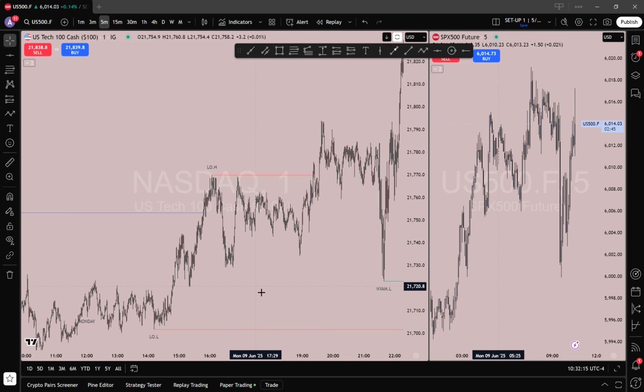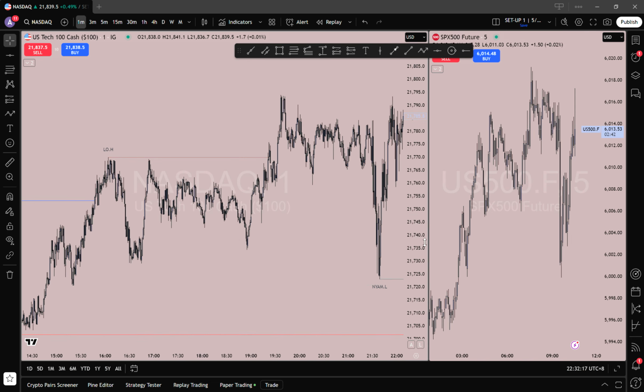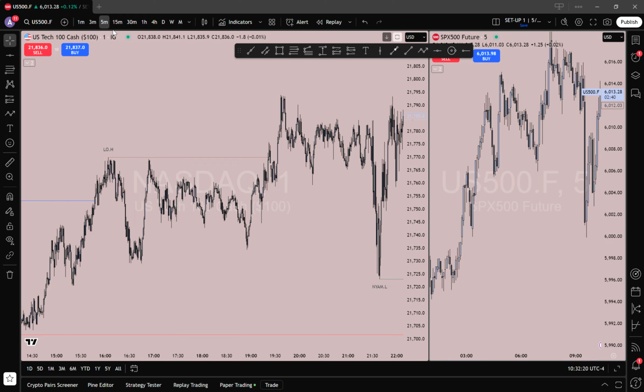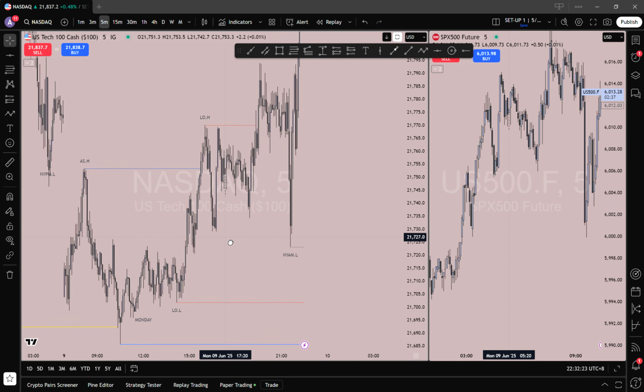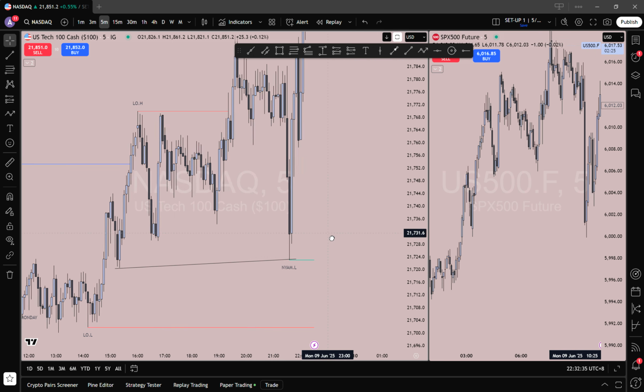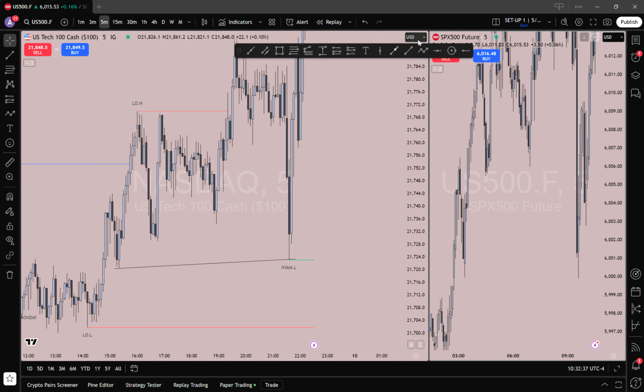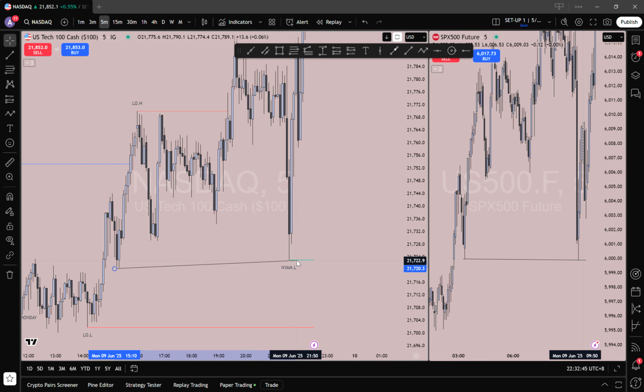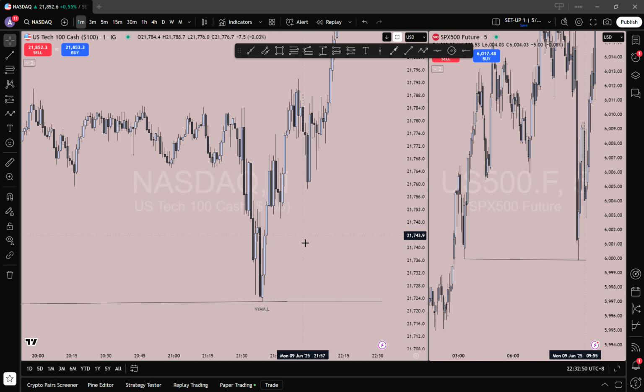But then what we saw today was an SMT over here on the 5-minute time frame. There's a higher low over here, so Nasdaq didn't take this low, it made a higher low, like this. But then ES, S&P, barely took this low, but it still took this low. So there's an indication of reversal. After that, hop on the 1 minute to look for areas to enter off of.